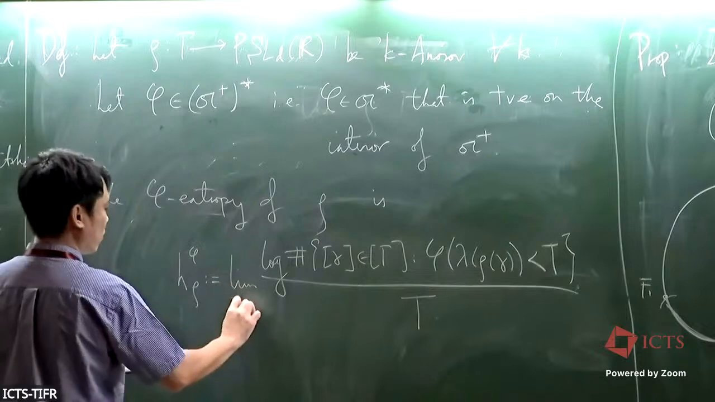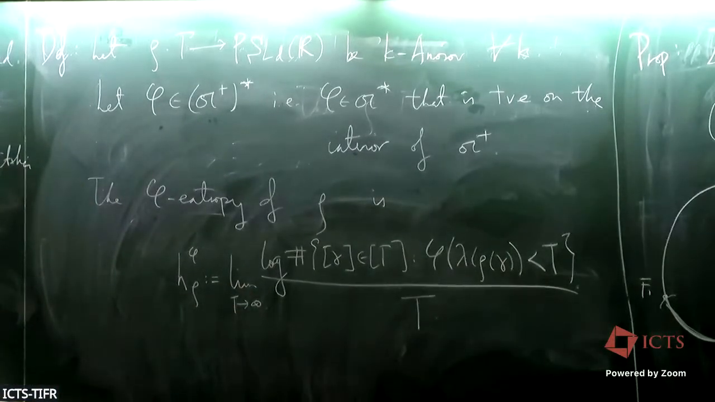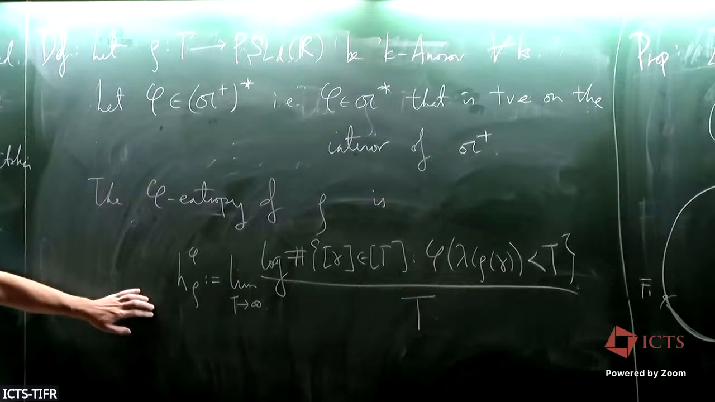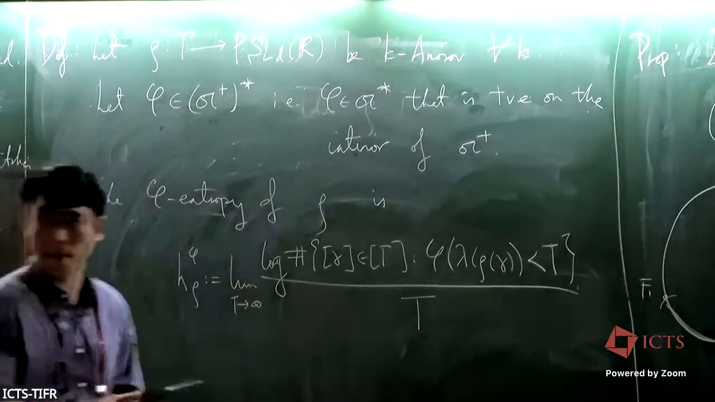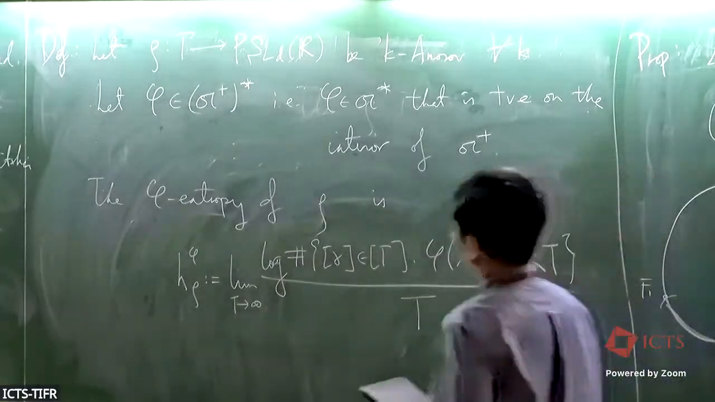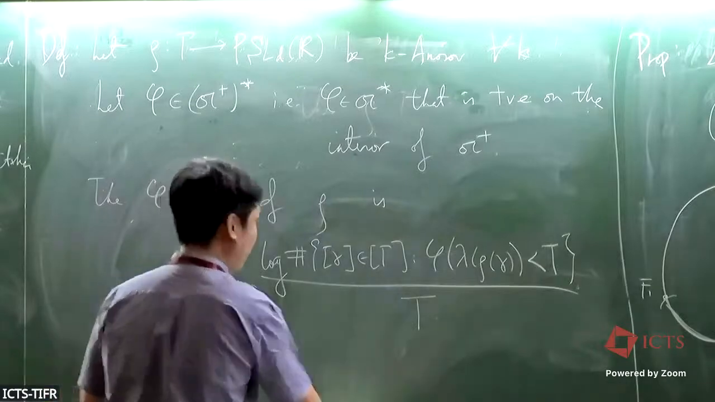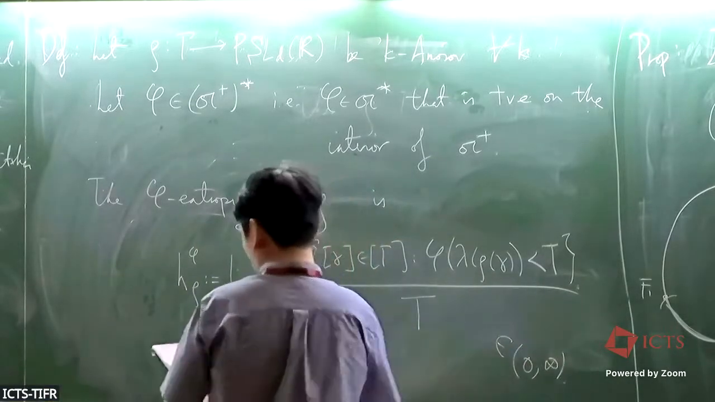goes to infinity. So if your representation is K-Anosov for all K, and you take phi as described, then this limit always exists, and this is a positive number. So in this generality, this lies in (0, infinity).